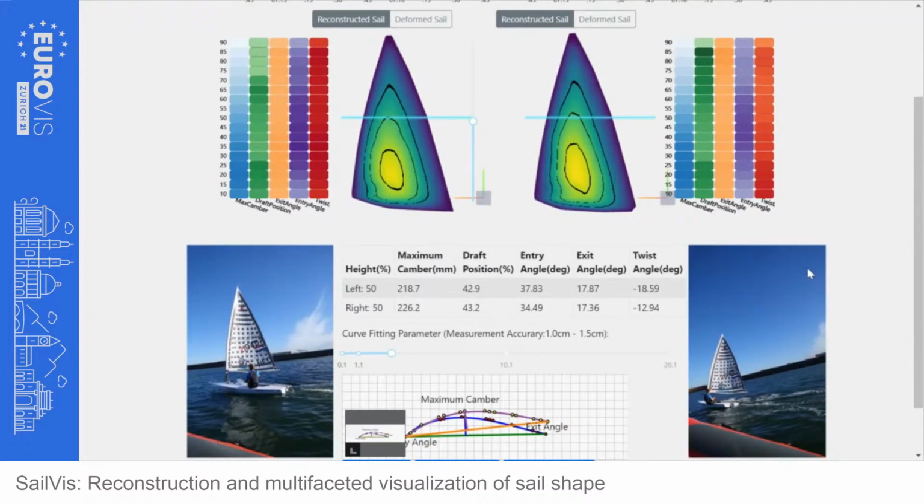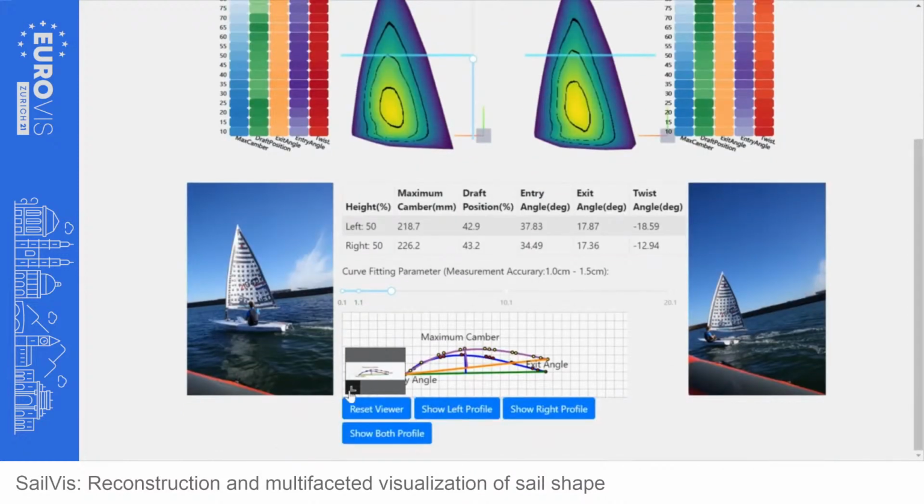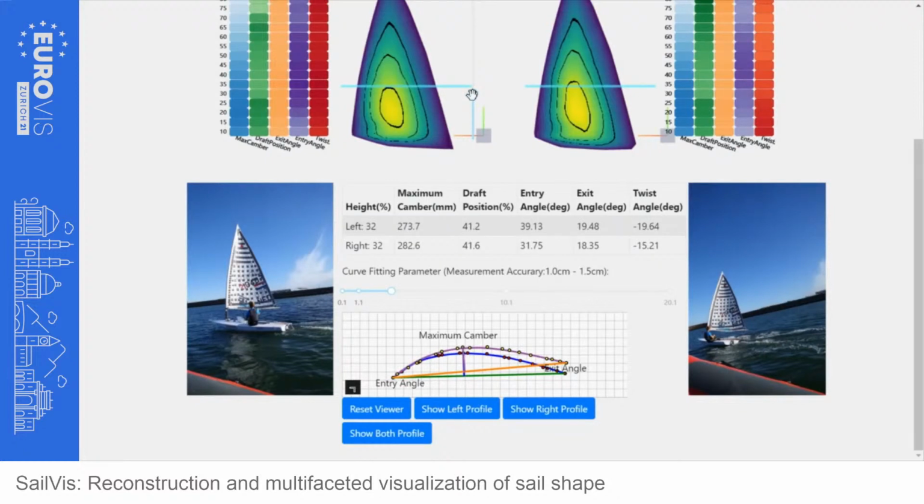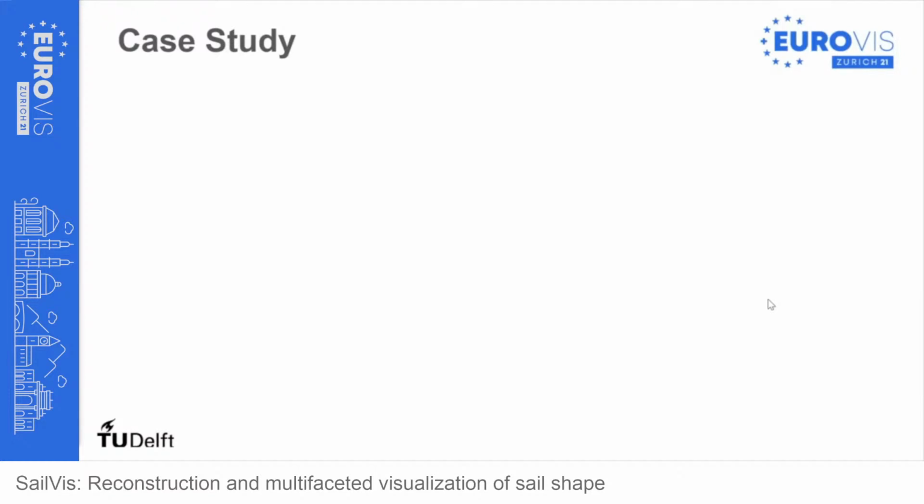For the comparison of their profiles, we overlap the profiles to see the small variation between them. This can also be adjusted by using the height slider to see the comparison of the profiles at different positions, or to see them individually and compare them. Now let's get back to the presentation.